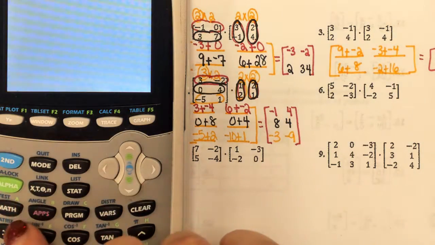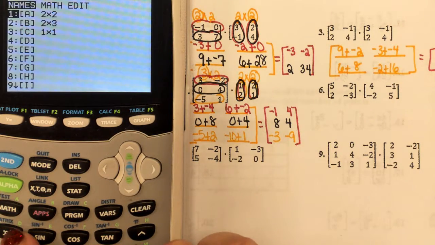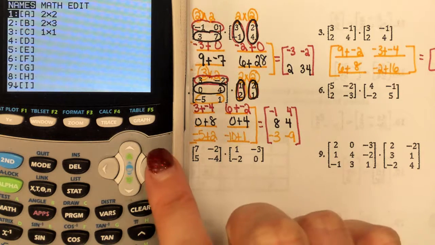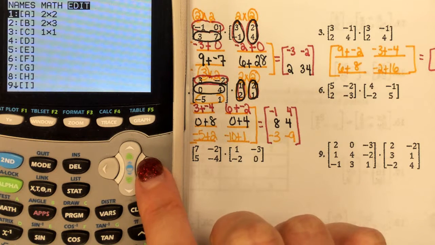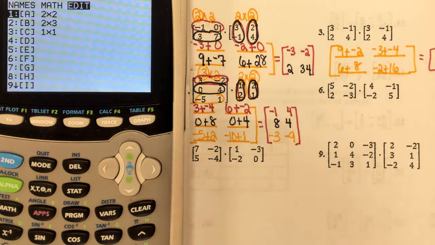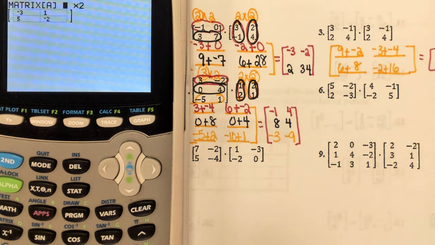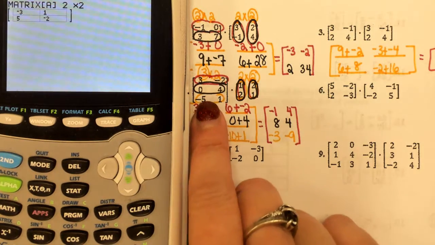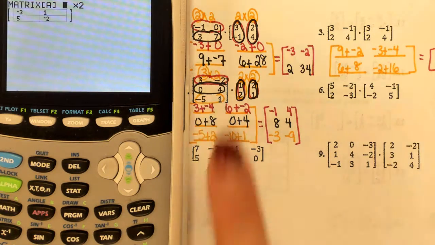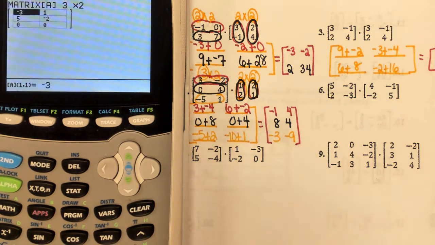So we go second matrix. We go over to edit. You go to one. Go over to edit, hit enter. Which number are we checking? Number 5. All right, what are the dimensions of the first matrix? 3 by 2. So 3, enter, 2, enter, and then type your numbers: 3, enter, negative 2, enter, 0, enter, 4, enter, negative 5, enter, and 1, enter.